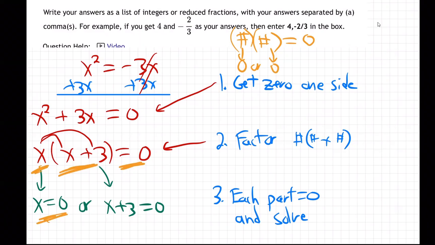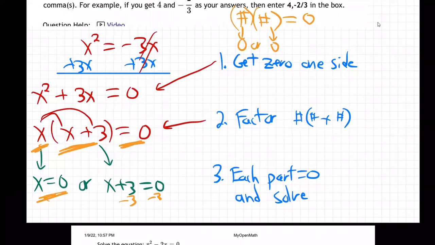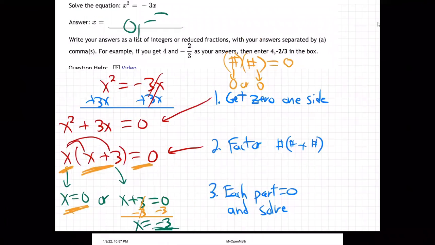So then now the first one's all done. The second one we have to finish solving for x by subtracting 3 from both sides. And then we get x is minus 3. So the 2 answers we get are 0 and minus 3. You can put them in either order, it doesn't matter. Minus 3 first, then the 0, whatever. Just put a comma between them.